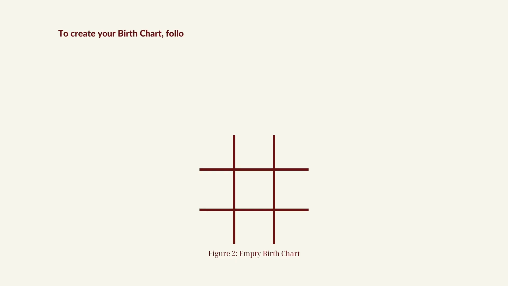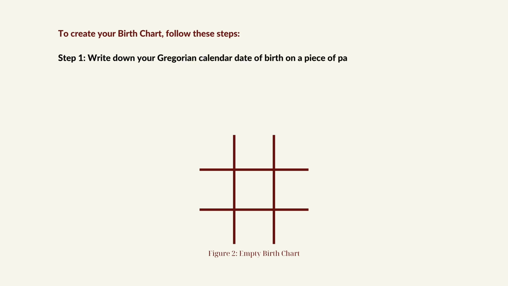How to create a birth chart. To create your birth chart, follow these steps. Step 1. Write down your Gregorian calendar date of birth on a piece of paper. For example, May 27, 1983.